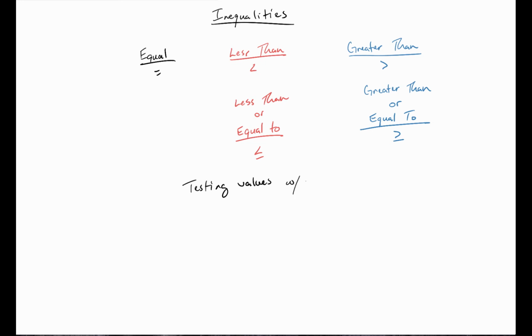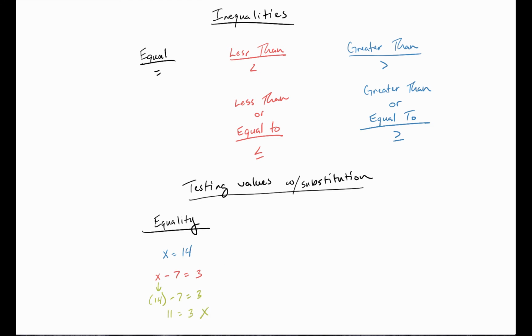Now, when we're talking about inequalities, we have to test values, and we're going to use substitution to do that. So equality is really easy. If we say that, for example, x is equal to 14, and then we have some sort of expression, x minus 7 is equal to 3, we just plug it in, and if the things are not equal, then we know that the statement is false, okay?